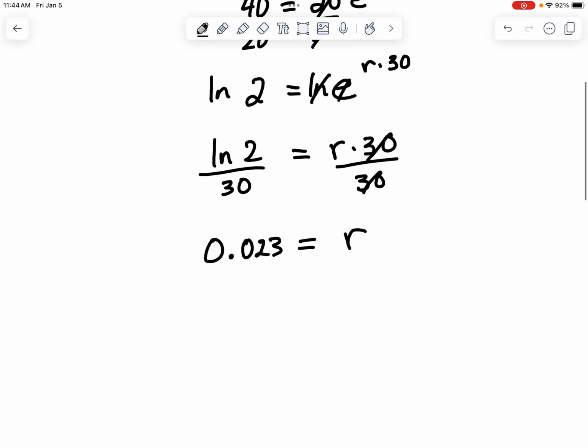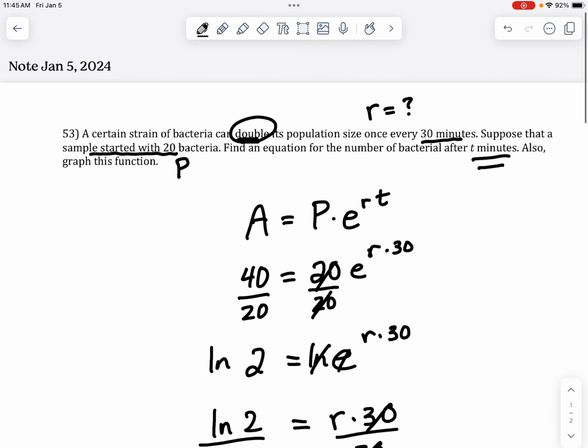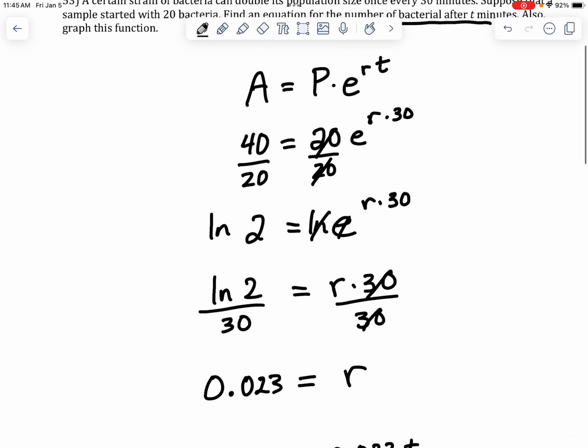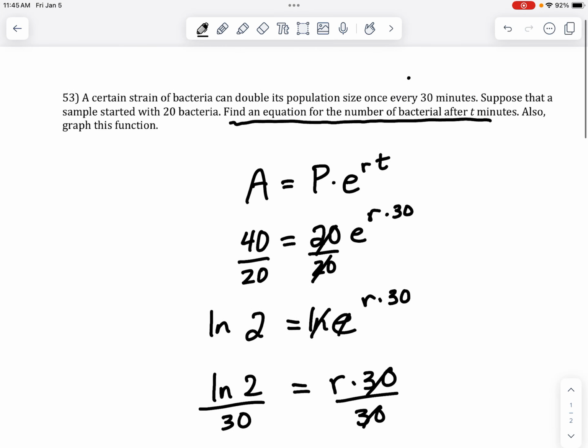So if I go back to my PERT formula, it's now going to look like start with 20 bacteria, and then it's going to grow. So E to the 0.023 times T. Most likely there's one more thing I need to do. So go back to the directions and let me just clean it up a little bit. Oh, so all I need to do is, so I did this part, find the equation after T minutes. So did I use T? Okay, I used T. That's good.